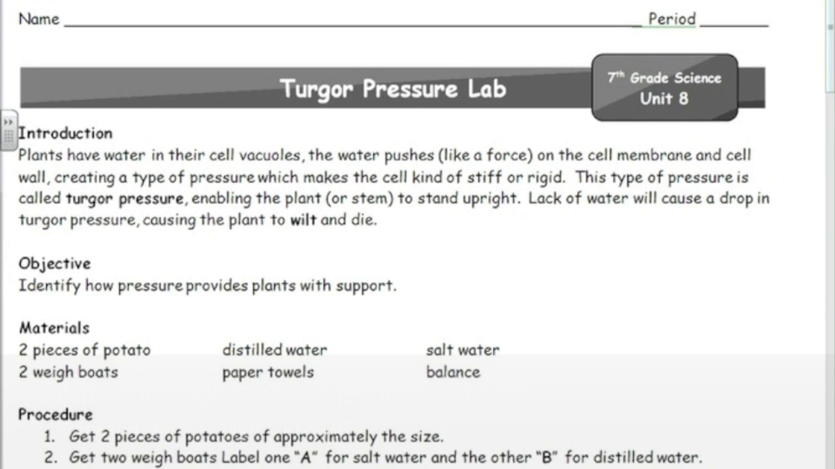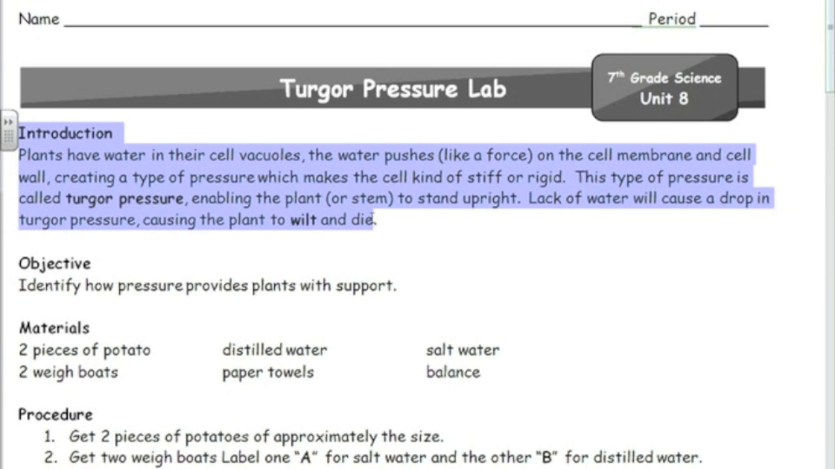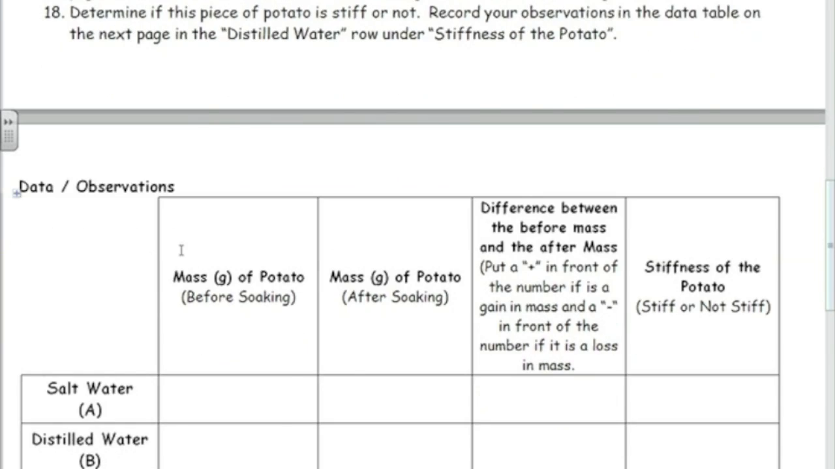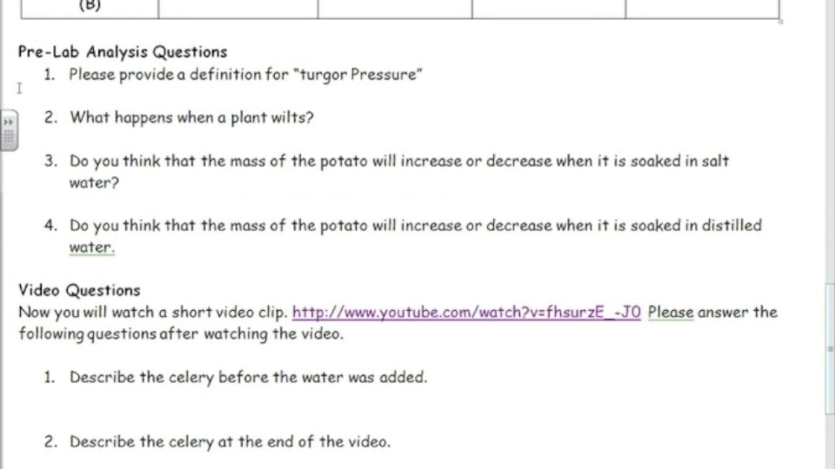Today we're going to complete the Turgor Pressure Lab. This lab is in the plant unit, which is unit number 8. To begin with, you will need to read the introduction portion of your lab, which is right here. Once you have read the introduction portion of your lab, you will need to go on down to the back page and complete the pre-lab analysis questions.